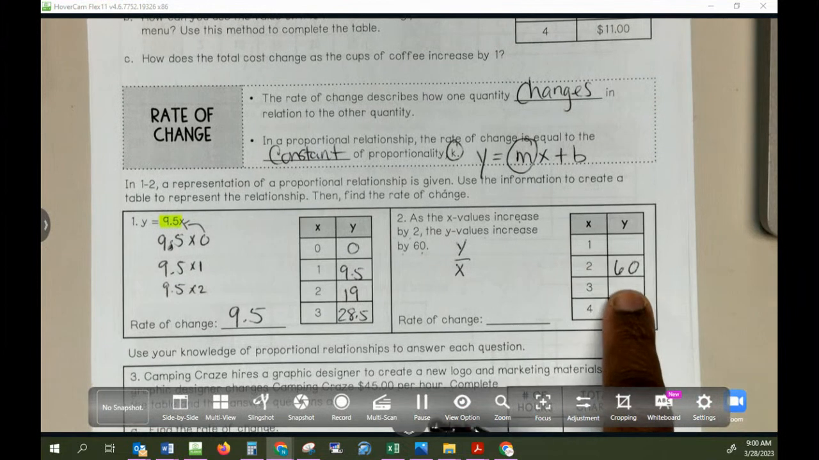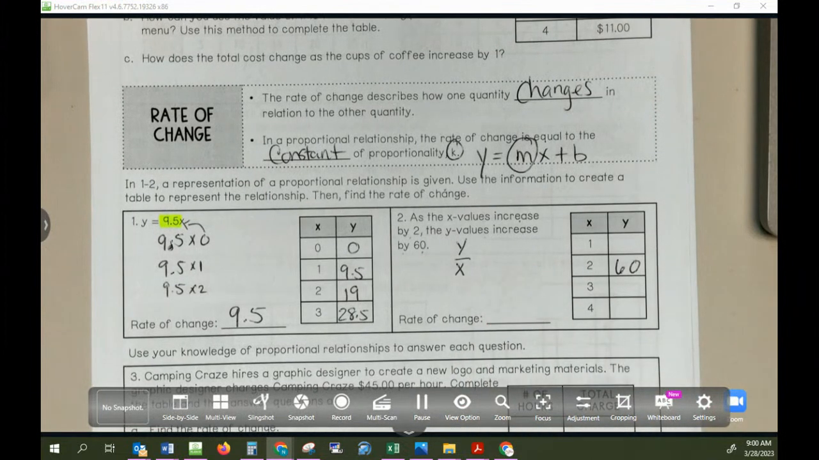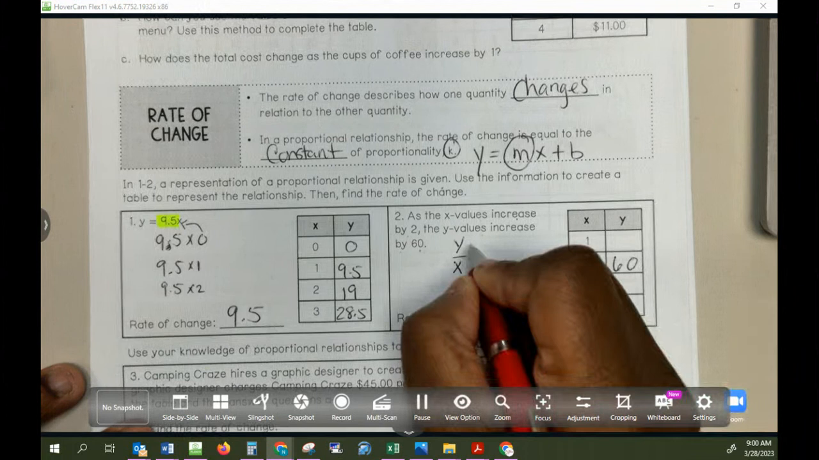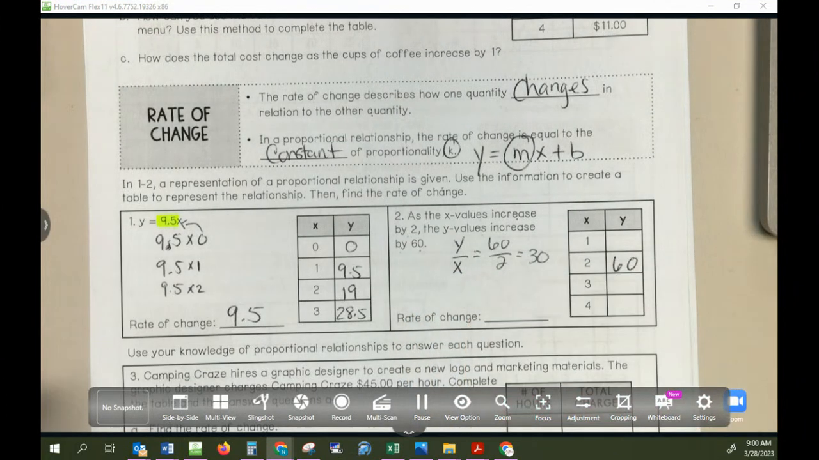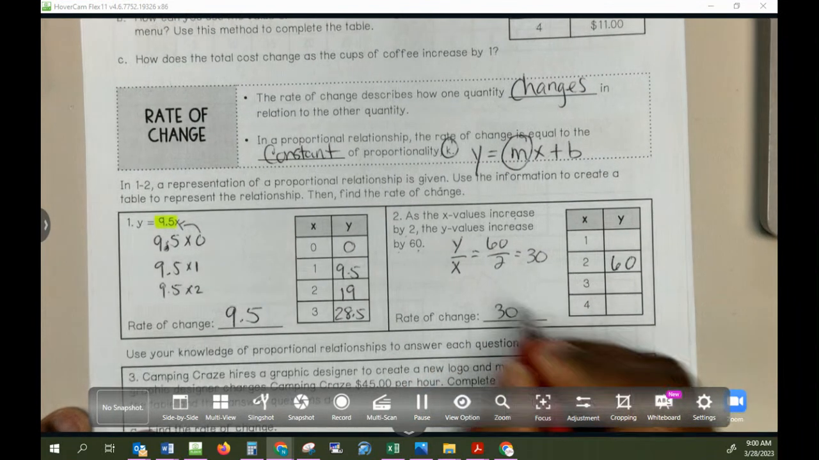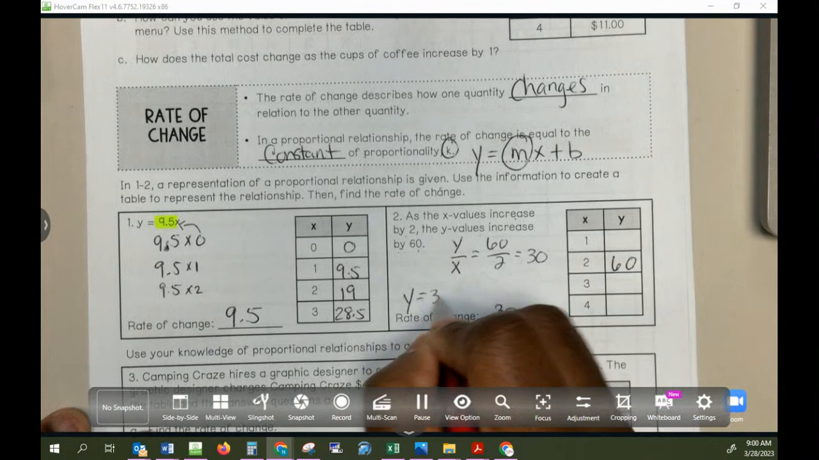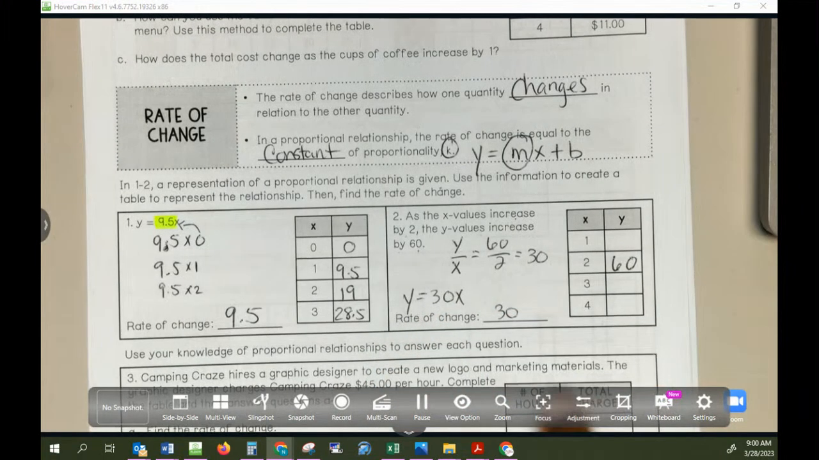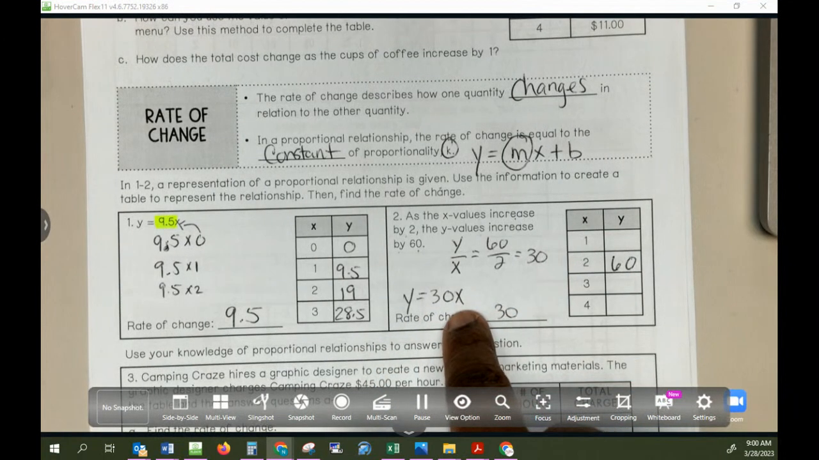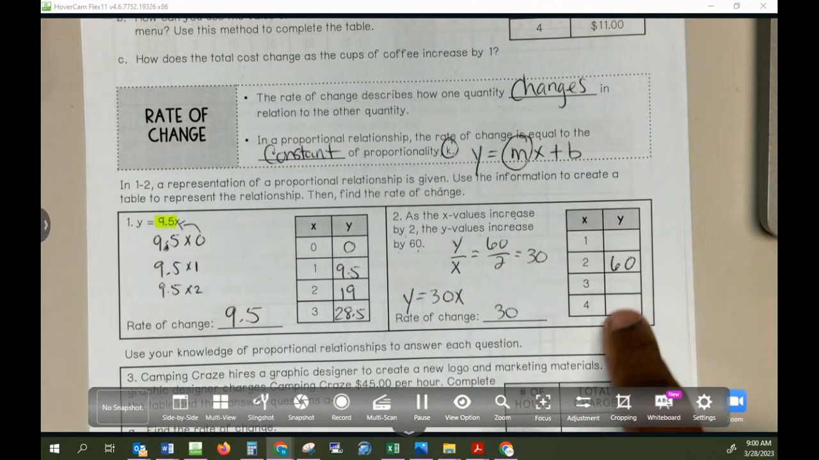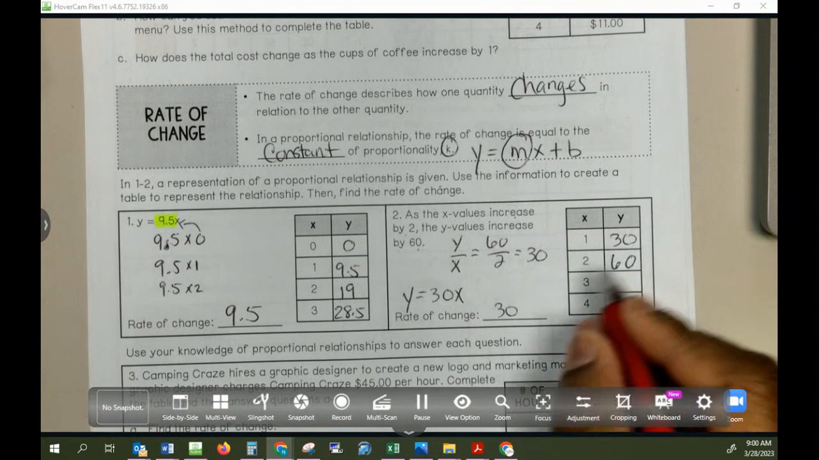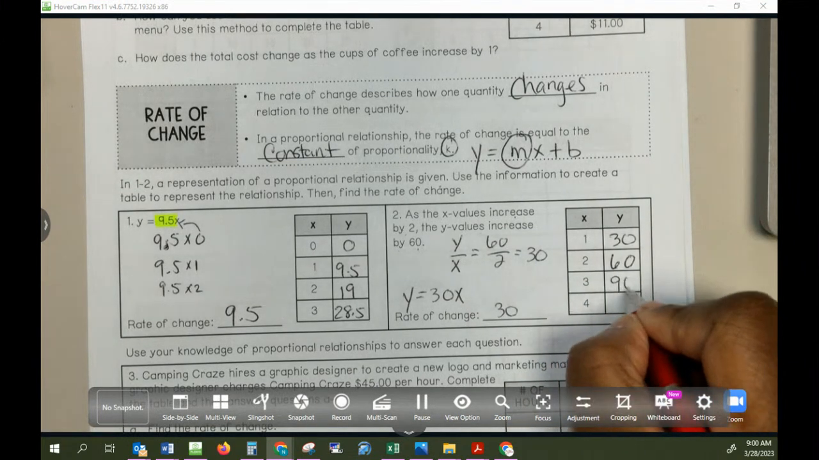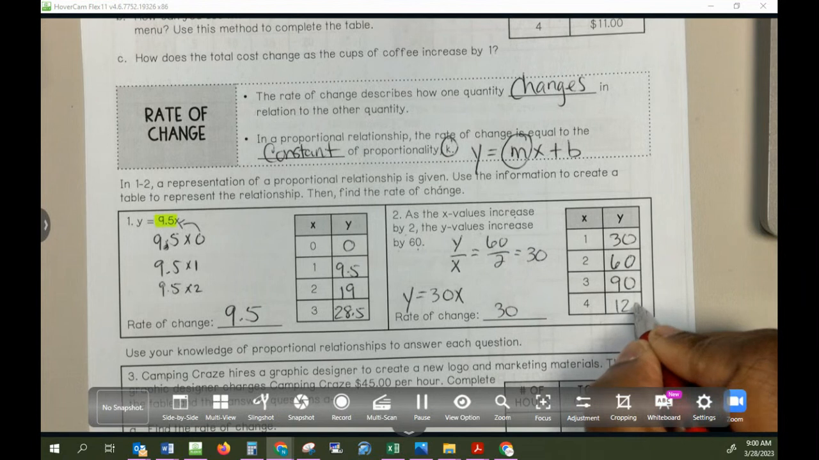I can utilize this value here to identify what is my rate of change. So 60 divided by 2 is 30. That means that if my rate of change is 30, my equation then is y equals 30x. So every time I plug in an x in here and multiply it, I'm going to be able to fill in the rest of my table. So at 1, I know it's 30. At 3, I know it's 90. And at 4, it'll be 120.